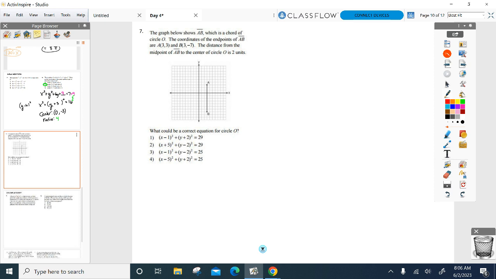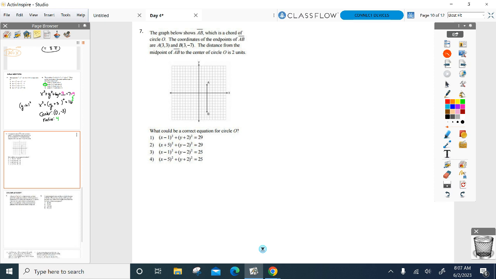All right, so first thing, we have to find the center. And we are told what? The center is located 2 units from the midpoint of AB. So it looks like we're going to have to find midpoint, right? You guys have not filled that in yet. I believe period 7 and 8 have. So let's fill midpoint in right now.